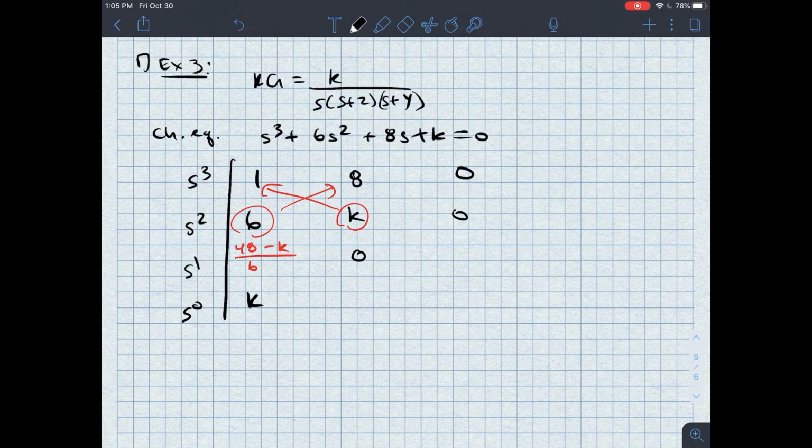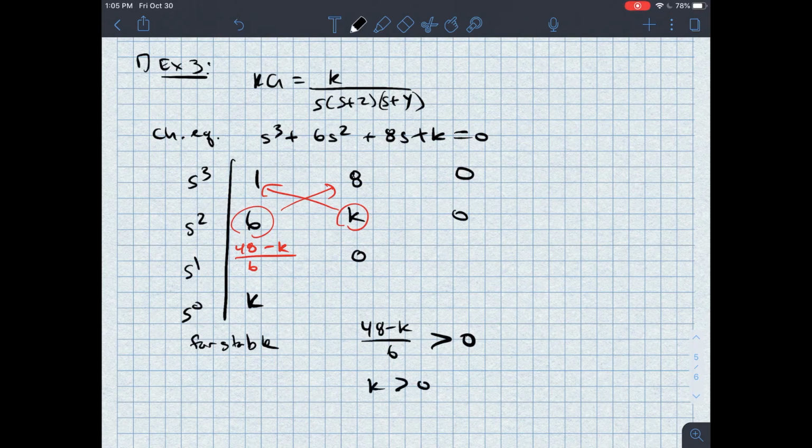So I know that in order for the system to be stable, I need all of the values in the left-hand column to be all the same sign and non-zero. So that means that for stability, 48 minus K over 6 has to be greater than 0 and K has to be greater than 0.